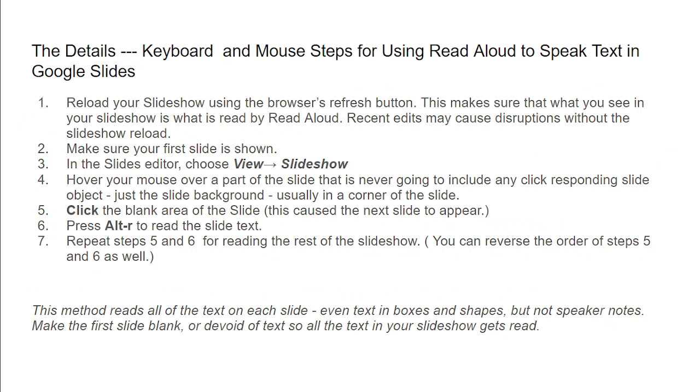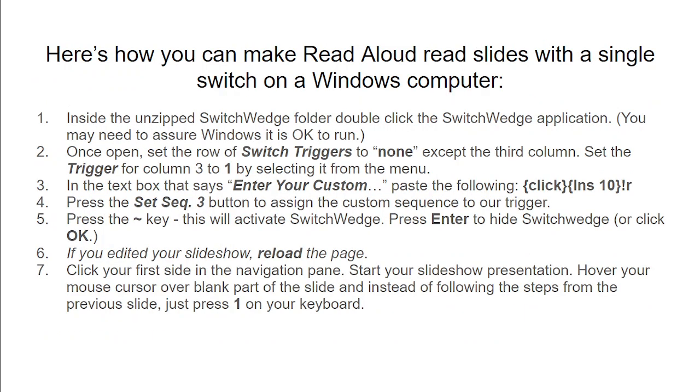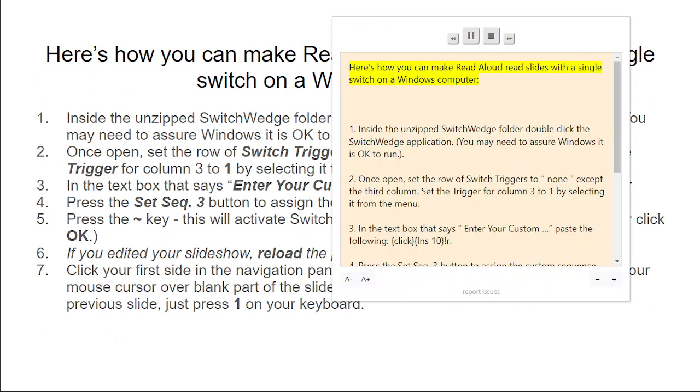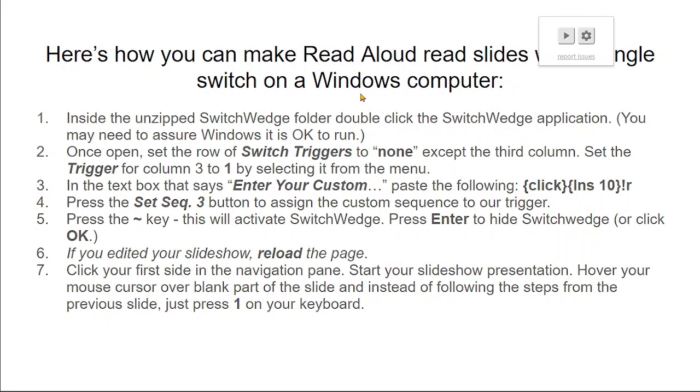Okay, so the details about using Read Aloud and text-to-speech in Google Slides. I'm not going to read this. I'm just going to do it. The first thing I'm going to do is click my mouse, and that advances to the next slide. And the next thing I do is I'm going to press Alt-R like we did before.